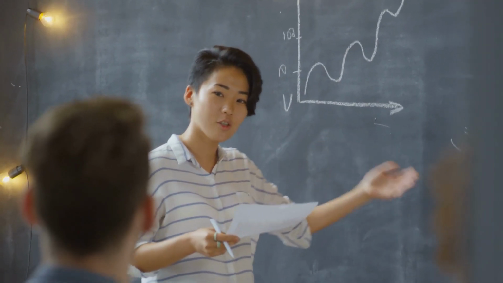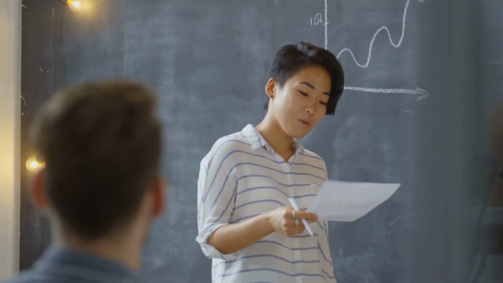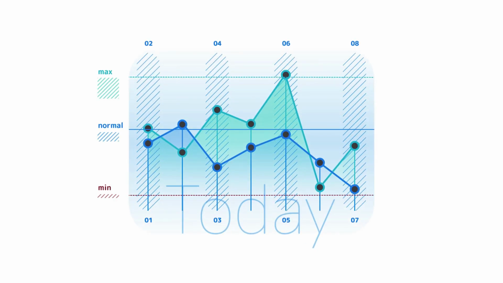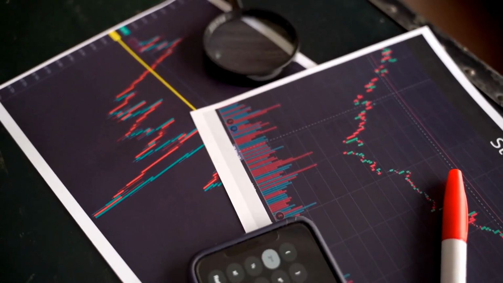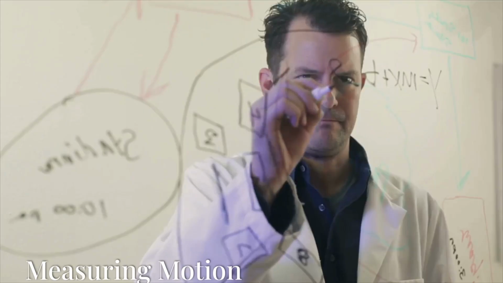Let's start by defining what exactly a distance-time graph is. A distance-time graph is a visual representation of an object's motion over a period of time. The x-axis represents time while the y-axis represents distance. By plotting points on the graph, we can track how far an object has traveled at different points in time.